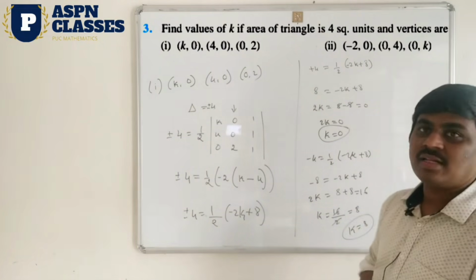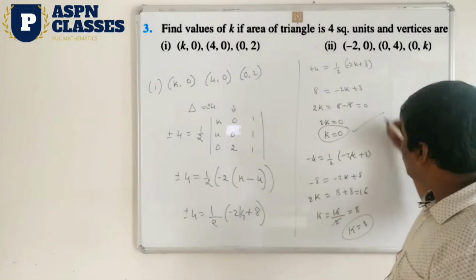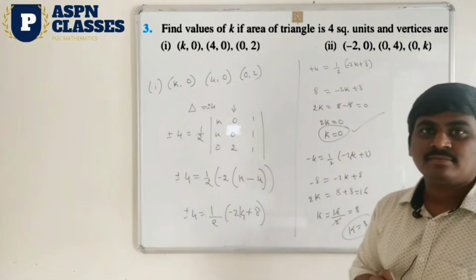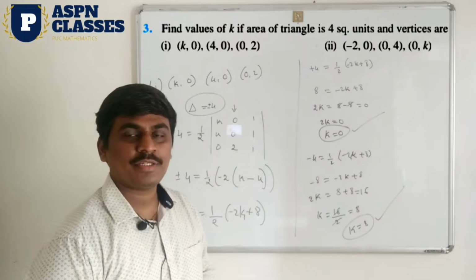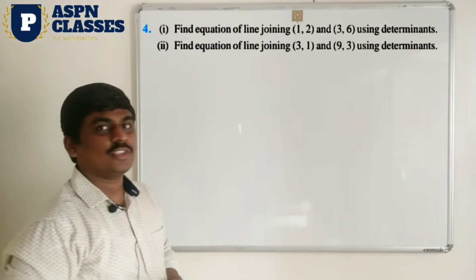So 2 answers are correct here. K value is 0 as well as 8. Same as it is, second question, you take it as a homework. Okay. Next, fourth question.